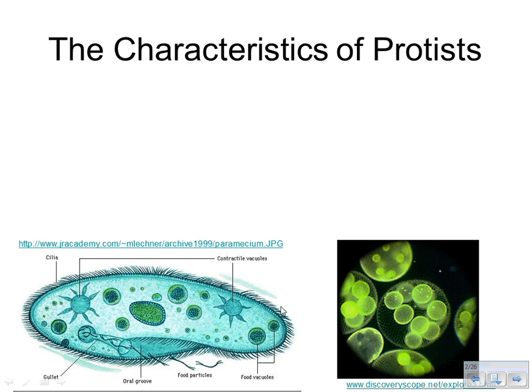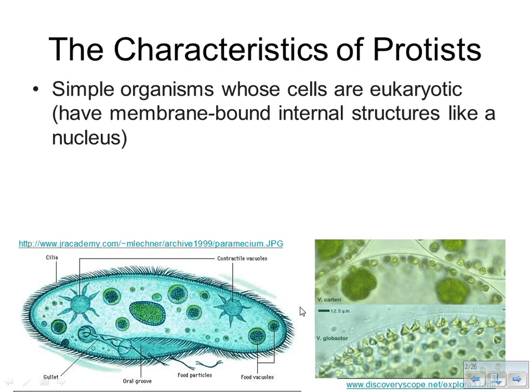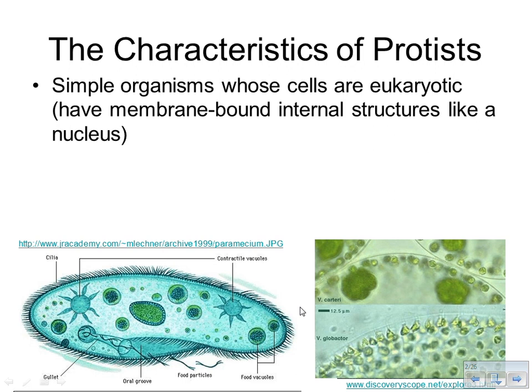So what is a protist exactly? Well, there are some pictures here that show you. They are simple organisms whose cells are eukaryotic. What does that mean? It means an organism that has a nucleus, or has any other membrane-bound internal structures.